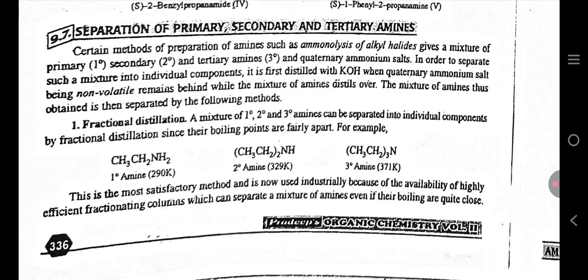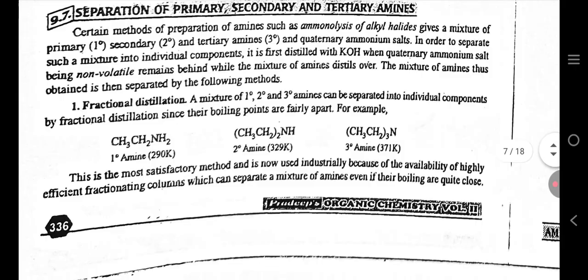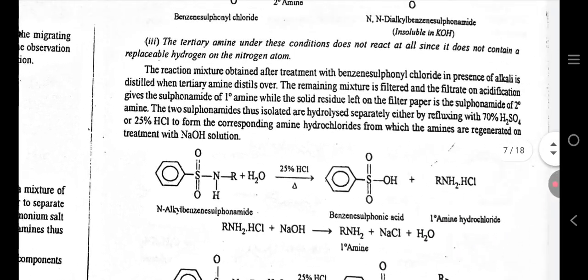Fractional distillation. A mixture of primary, secondary, and tertiary amines can be separated into individual components by fractional distillation since their boiling points are fairly apart. For example, primary amine, secondary amine, tertiary amine. This is the most satisfactory method and is now used industrially because of the availability of highly efficient fractionating columns which can separate a mixture of amines even if their boiling points are quite close.